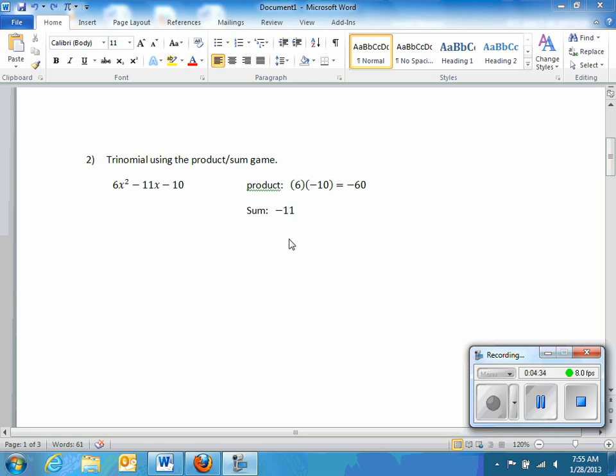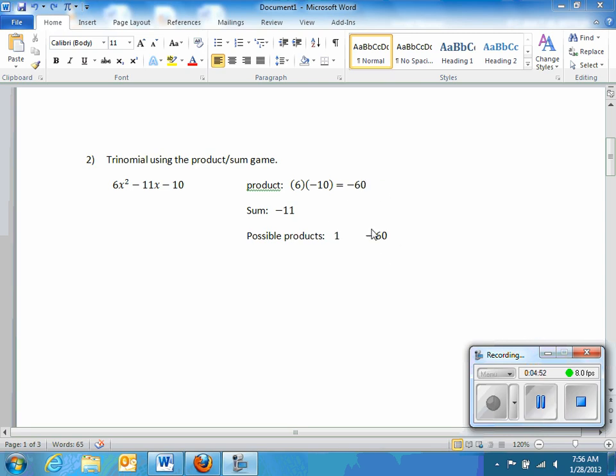Some of you can do this in your head, but if you have problems, I suggest you look at all the possible products. So we're going to write down all the possible products. I know the 2 numbers that I have, one is going to be positive and one is going to be negative because this is negative 60.